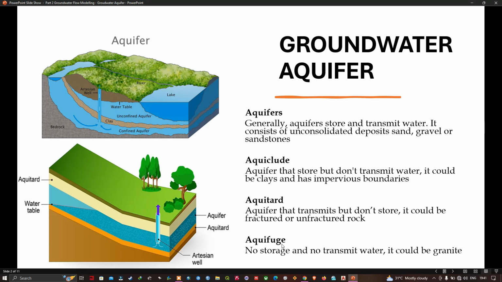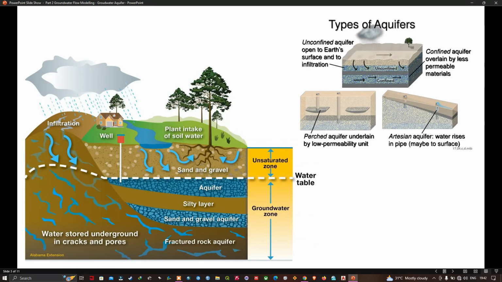From this image you can take a look at the different aquifers here. For example, during a rain, the water just infiltrates into the subsurface or the soil here. You are able to see that. This portion has sand and gravel, and this line indicates the water table. When a layer can store and transmit water, it is considered an aquifer. And this particular layer is a silty layer.